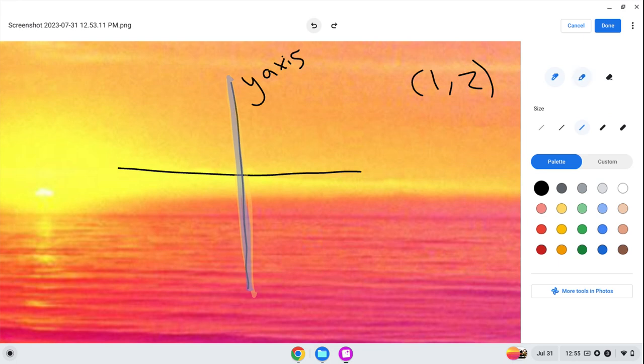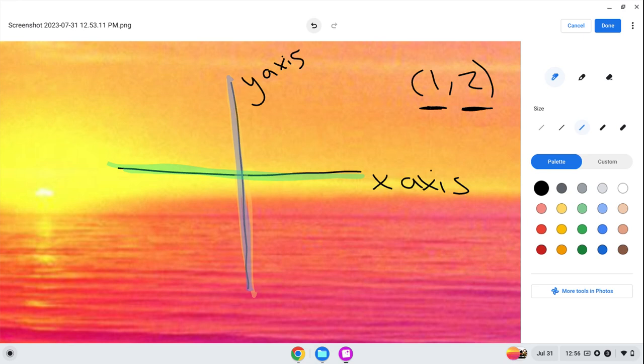And then let's highlight the x-axis. This in green, let's label it. That's the x-axis. And that's how much to the left or to the right the coordinate point is. So with this coordinate point up here, the first number is the x value, and the second number is the y value.